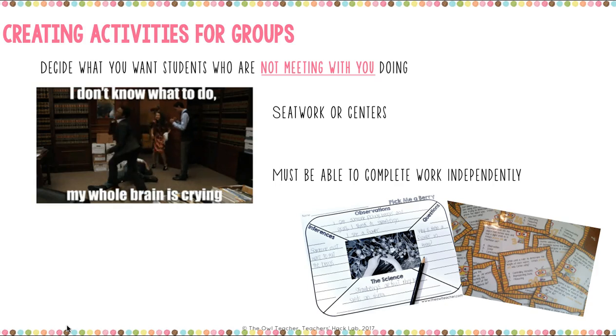Regardless of whether they're at their seat or in the centers, they must be able to complete the work independently. It's extremely important that they're doing it independently. If it's a mixed ability group, you can consider doing peer tutoring with higher skill abilities. You would have the higher skill students work with the mid-skilled students, and the mid-skills working with the lower skilled.